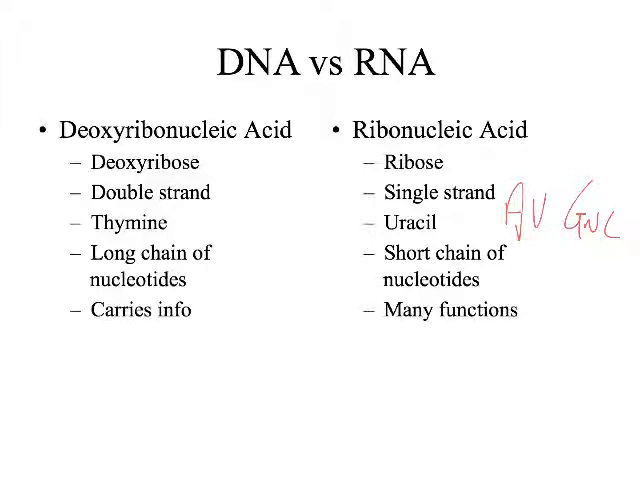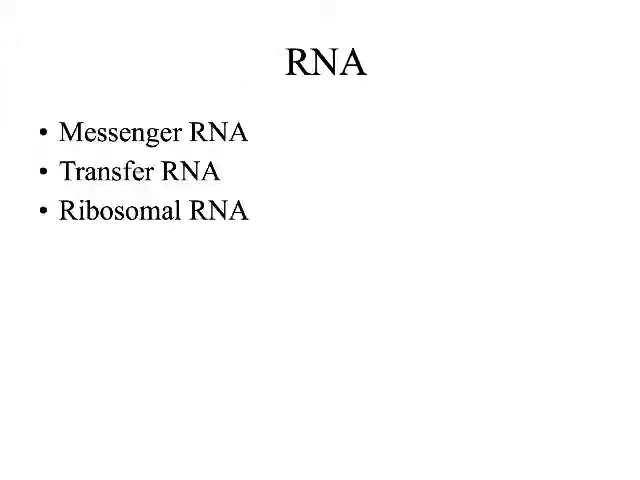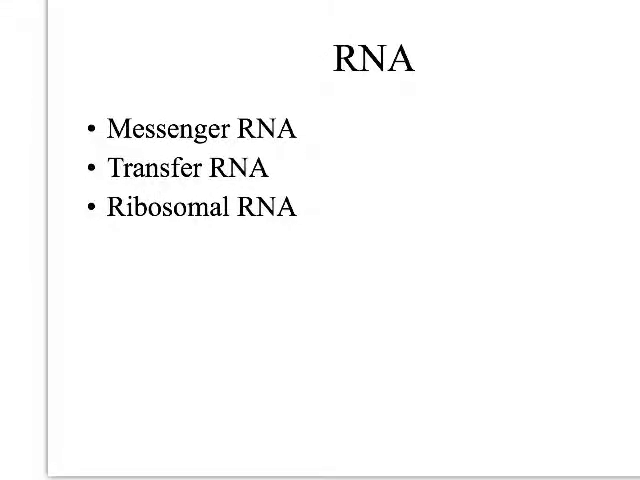Deoxyribonucleic acid, DNA, carries a lot of information, right? And that's all it does. It just carries information. The RNA has a bunch of different things that it does. It can be messenger RNA, it can be transfer RNA, or it can be rRNA, or ribosomal RNA. It can actually be the protein factories. So here's again just a quick discussion of what those are.